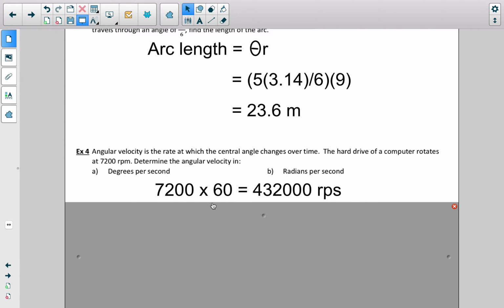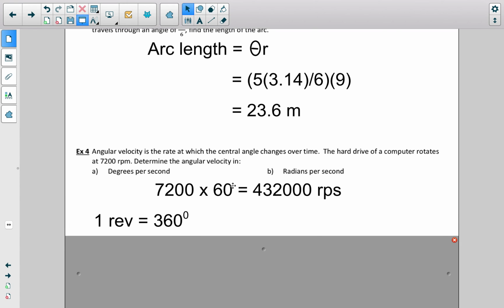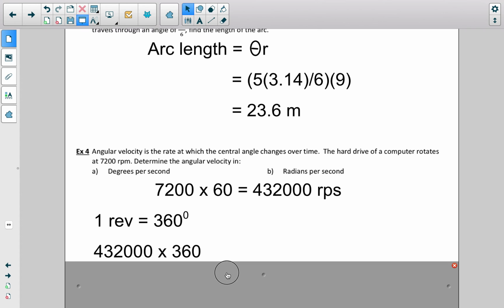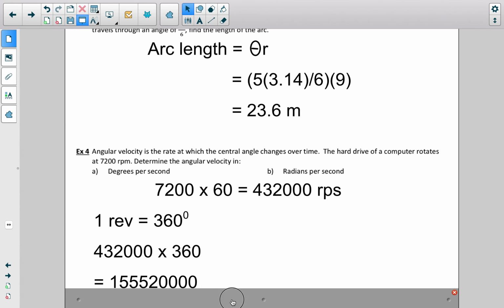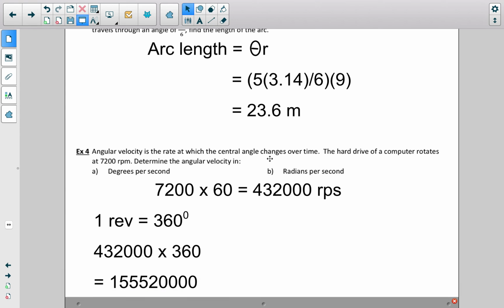Now when I'm looking at degrees, if I'm going a whole revolution, that's a whole circle, there's 360 degrees in a circle. So I'm going to have to say 1 revolution is 360 degrees. So I'm going to have to take my number and multiply by 360 degrees, and I get 155520000, and that would be degrees per second. So I didn't put a unit in there, but degrees per second. Now you guys are going to go through and you're going to do the radians on your own, and we will take that up in class tomorrow.